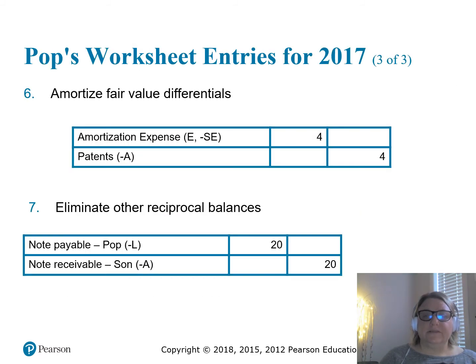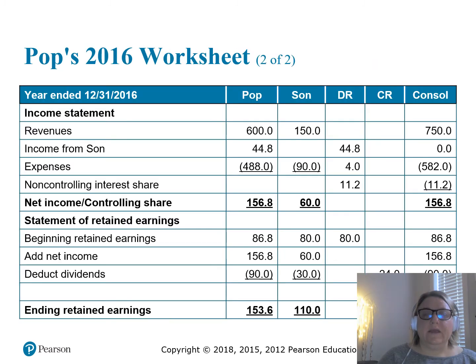Okay, so in 2017, same as 2016, you're going to go ahead and amortize the patent just as you have before. And this is just the journal entry for it. And then you're going to eliminate a reciprocal note payable where Pop and Sun have a note between the two of us. And again, I like to make that joke about the joint checking account. There's no reason to show these two on the balance sheet if they're between the sub and the controlling interest.